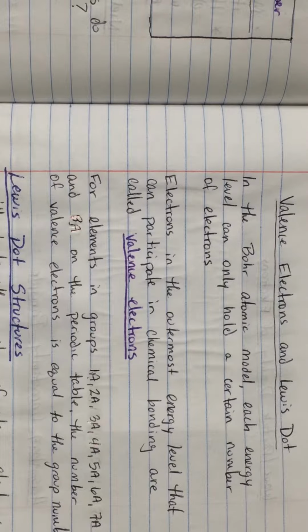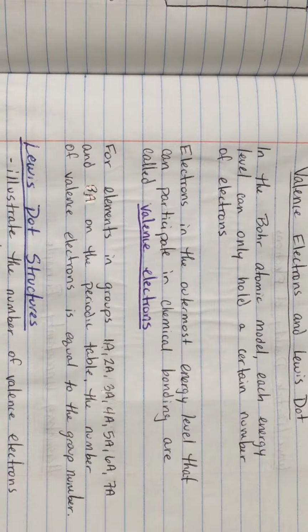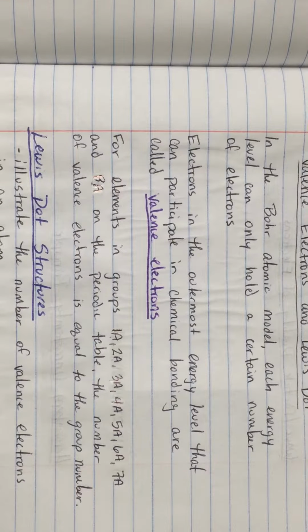But this is only going to work for groups 1A, 2A, 3A, 4A, 5A, 6A, 7A, and 8A. These are the representative elements of the periodic table. The transition elements, which would be groups 3 through 12, are not going to follow this rule, but we're not going to worry about figuring out their numbers of valence electrons. So for elements in groups 1A through 8A, the number of valence electrons is going to be equal to the group number. So for example, an element in group 2A will have 2 valence electrons.